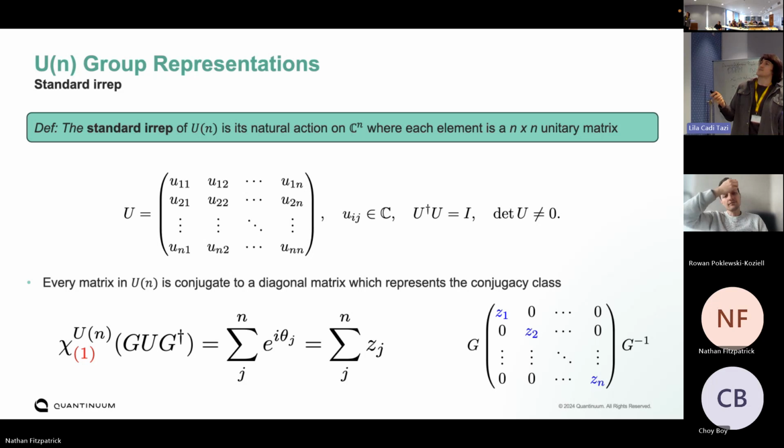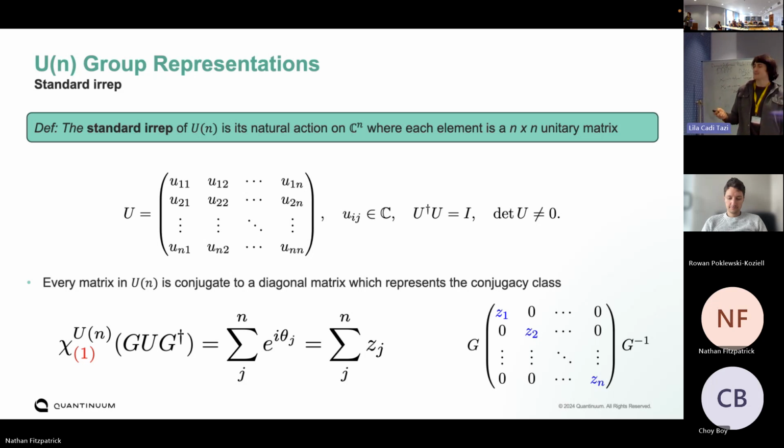And just a really quick recap as well. We're going to be concerned with the unitary group. The unitary group U(n) is the group of n by n matrices which are invertible, so they have a non-zero determinant, and they are also unitary, so U dagger U is the identity. And the elements are complex.